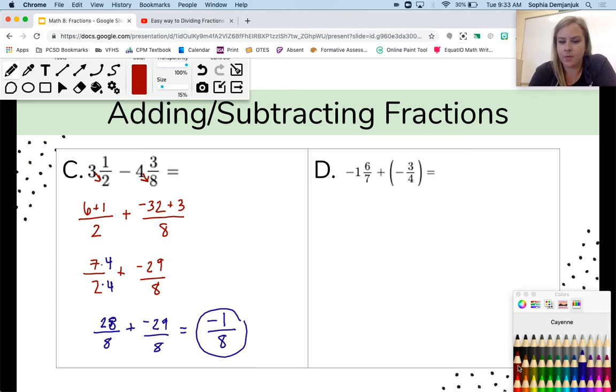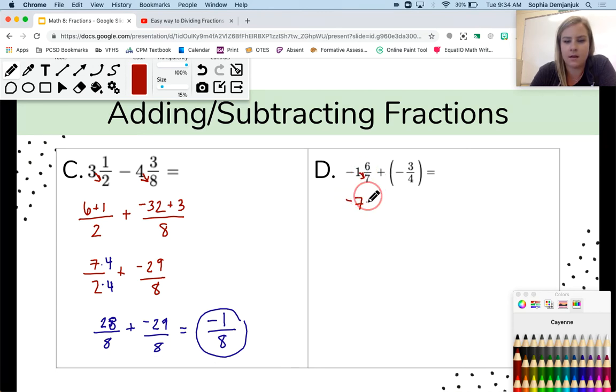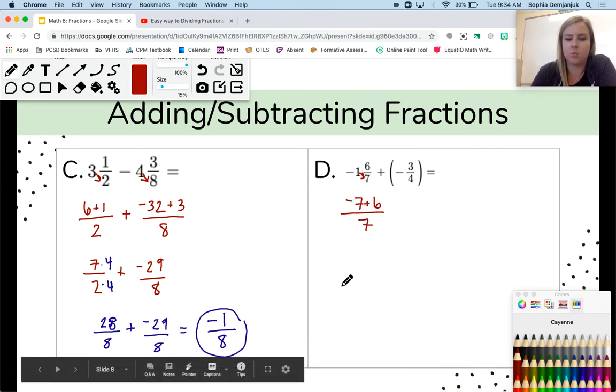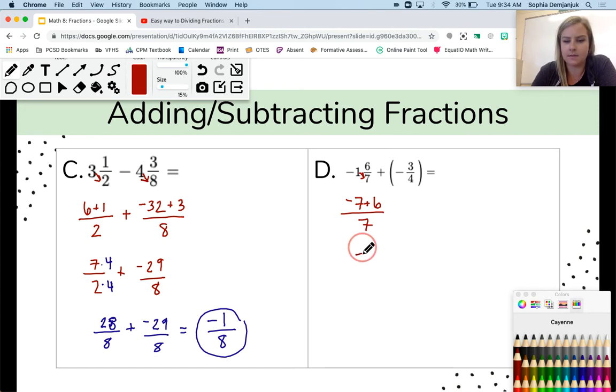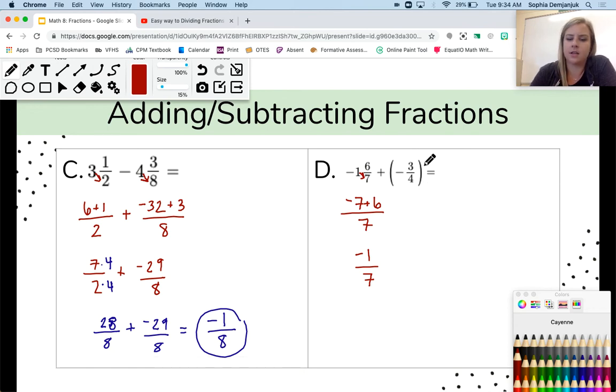And then our next example, start out again by making the fractions into improper fractions. Negative 1 times 7 gives me negative 7. Add the numerator, keep it over the denominator. Numerator being simplified, negative 7 plus 6 gives me negative 1 over 7. And my second fraction is not a mixed fraction. There's no whole number out in front of it, so I can just bring it down. Plus negative 3/4.